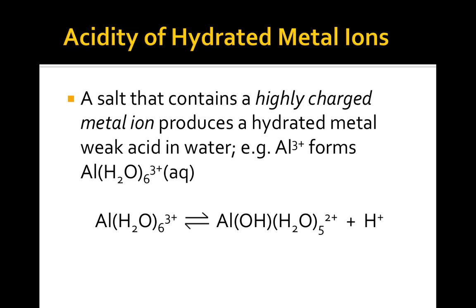A salt that contains a highly charged metal ion produces a hydrated metal weak acid in water. Aluminum ion, for instance, will become surrounded by 6 water molecules, forming the hydrated aluminum ion complex. This complex, a weak acid, will dissociate into the 2-plus charged ion complex shown here, along with hydrogen ions. This occurs because the high charge of the metal ion polarizes the OH bonds in the attached water molecules, making the hydrogen atoms more acidic than they normally would be. Typically, the higher the charge of the metal ion, the stronger the acidity of the hydrated ion.